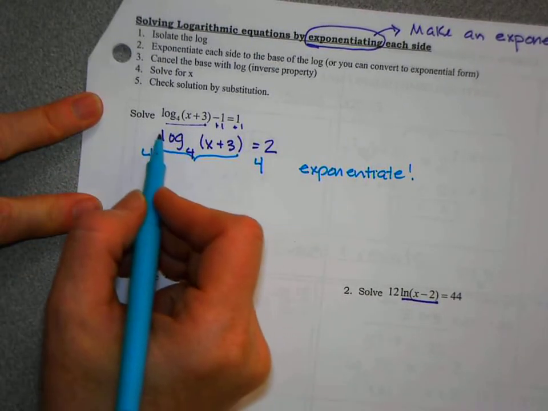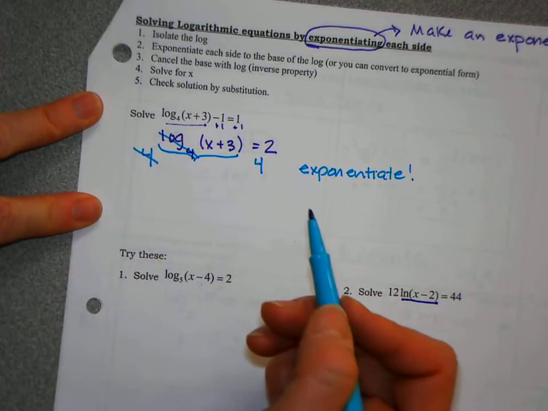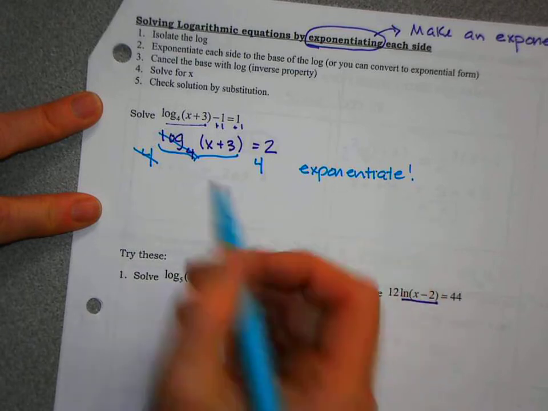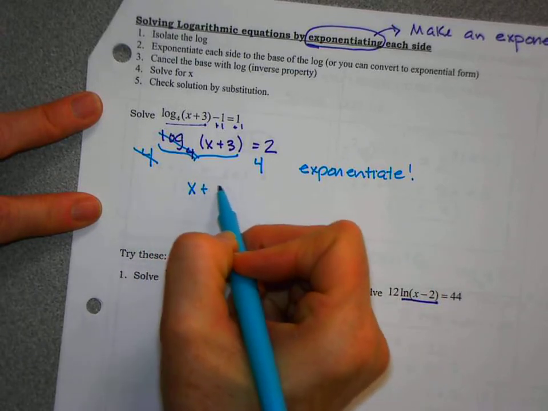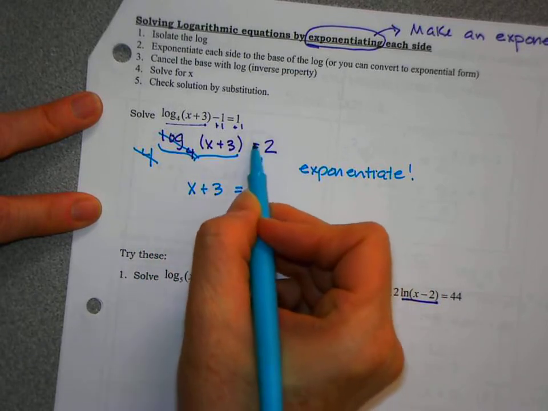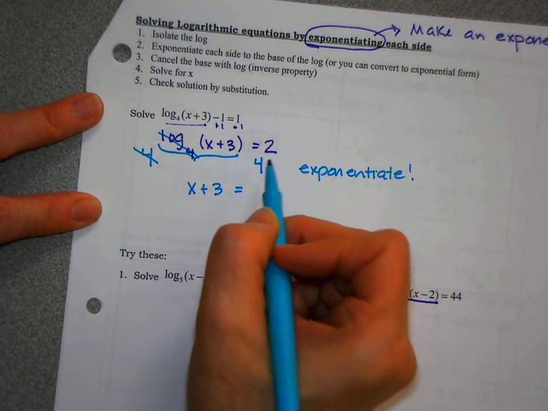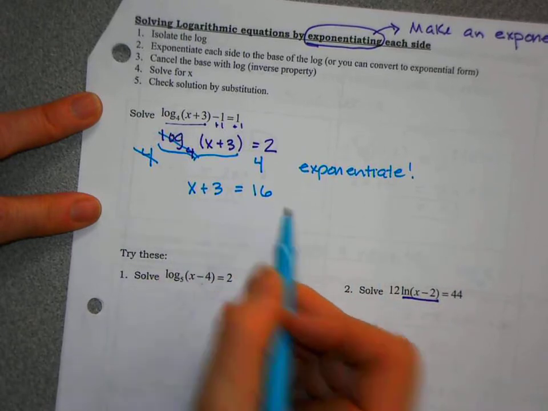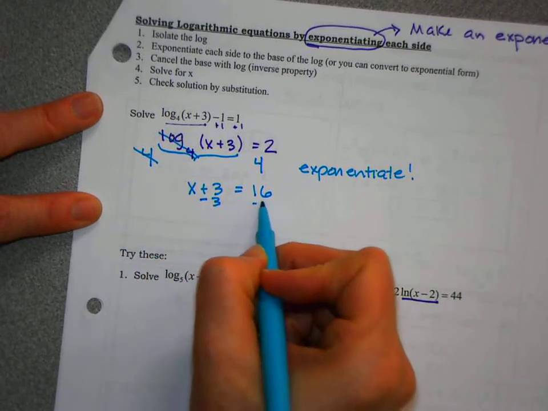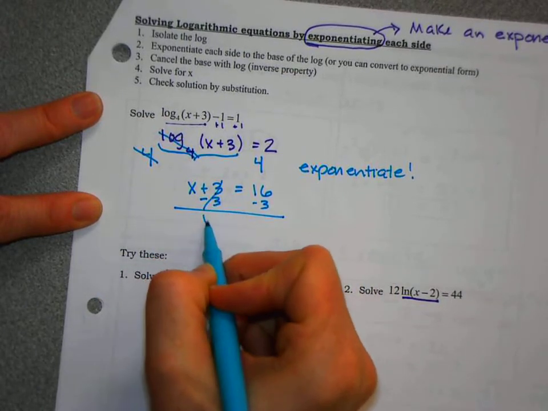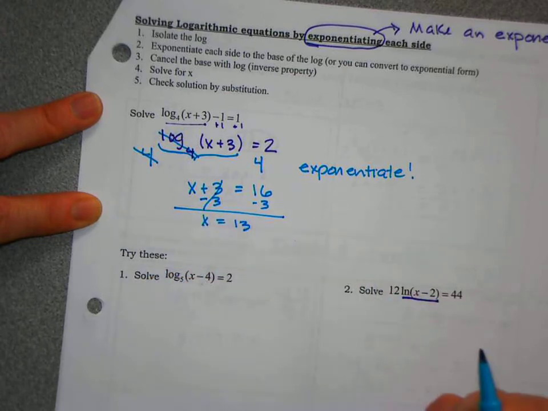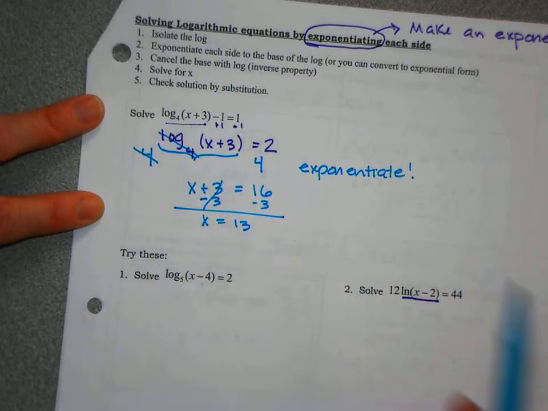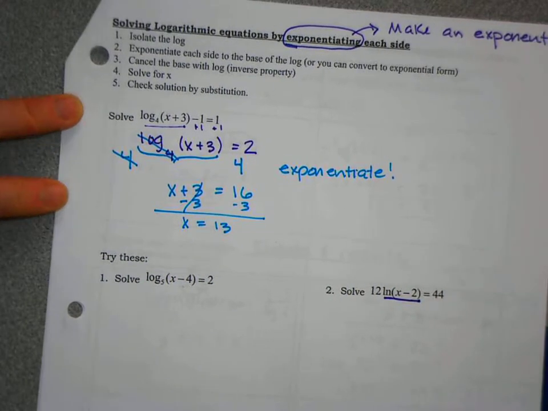Then what happened? Well, we know that the log base 4 and the 4 will cancel each other out, and this will fall to the floor, and we'll get x plus 3 equals, now this is an exponent I've made, so what is 4 squared? 16. And now I solve for x, subtract 3, x equals 13.